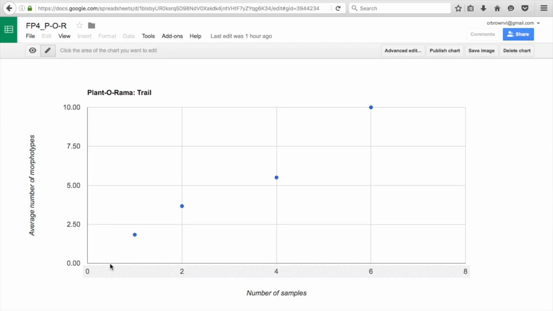So I made a graph of the average number of morphotypes of ferns we found versus the number of samples along the trail. And as you can see, as we took more samples, the number of morphotypes we found went up. But it didn't level off at the end. It's still pretty steep, so it looks like if we took more samples, we would have found even more morphotypes. So we probably didn't sample enough.